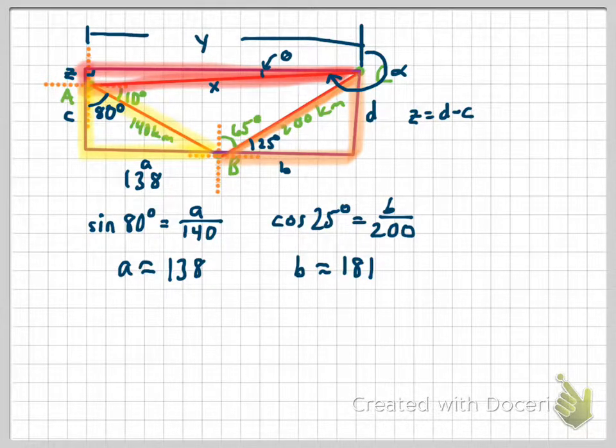All right, and now that I found those values of A and B, I know this value of Y that I was looking for is equal to A plus B, and then we're going to say that's 138 plus 181, the stored values that you have on your calculator anyway. And to three significant figures, that's going to turn into 195 kilometers.